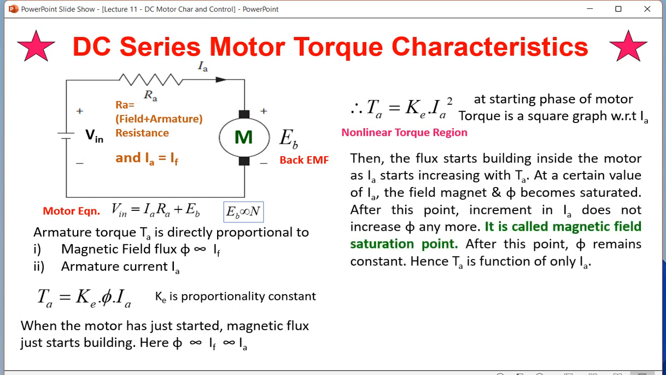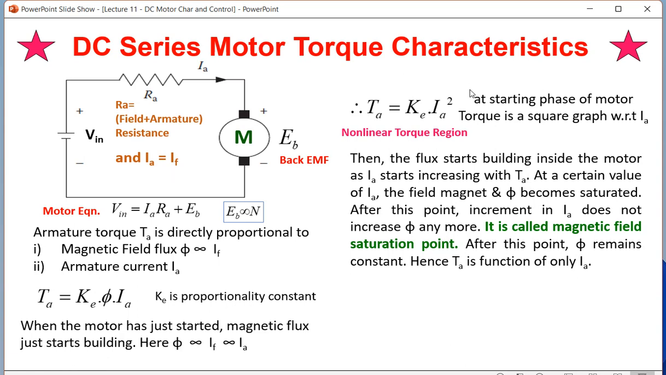So hence we are finding that at the starting part, that means when IA is very small, a little bit of increment in the armature current is generating a huge increment in the starting torque in case of a DC series motor. This is happening only because of the DC series motor, because for a DC series motor, IA is equal to IF. But there is a catch.